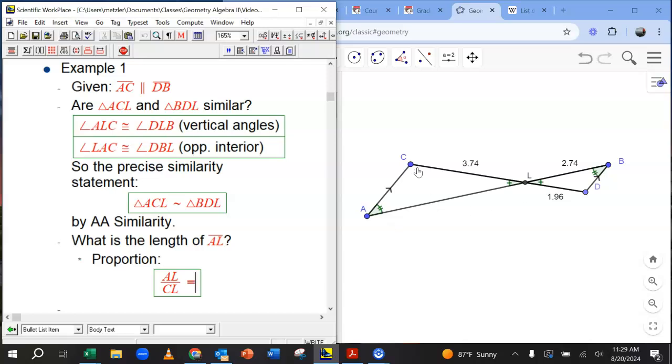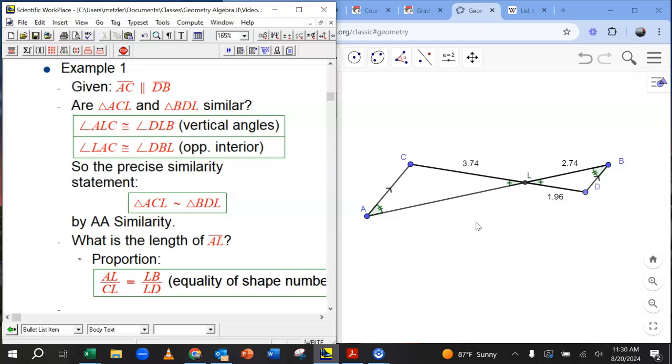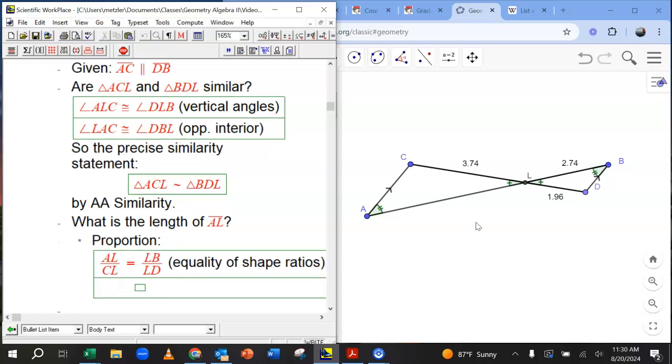AL is the one opposite C. That's the one that's still unmarked. So that should correspond to the one that's opposite D. So that'll be LB. And CL is the one that's opposite the double hash marked angle. And so the one over here that's opposite the double hash marked angle is LD. So that's equality of shape ratios, I guess I want to say. And that's one way we could do it. And we can put in the 3 known quantities and solve. We could do that in a minute.